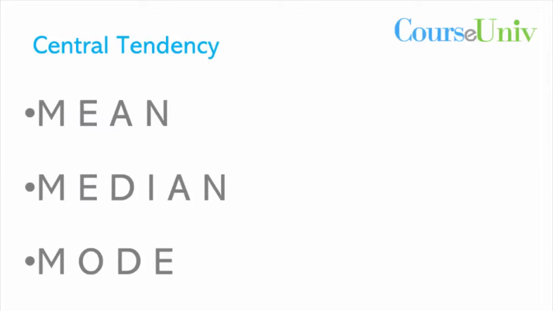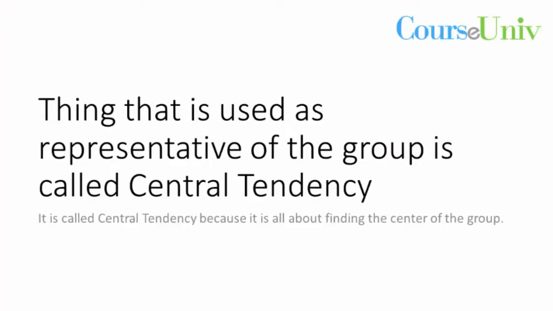Whenever you use these kinds of indicators, you lose the ability to talk about a specific individual or a specific data point in a data set, but you get the power, the tool, to talk about the entire group rather than referring to each individual of the group specifically. So in this context, these statistical tools are very useful. In statistics, the thing which is used as representative of the group is called central tendency, because it is all about finding the center of that group. There are three distinct measures of central tendency.